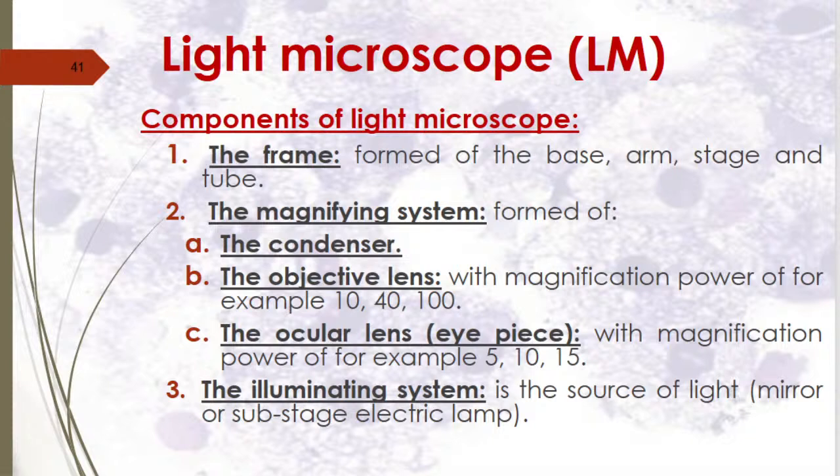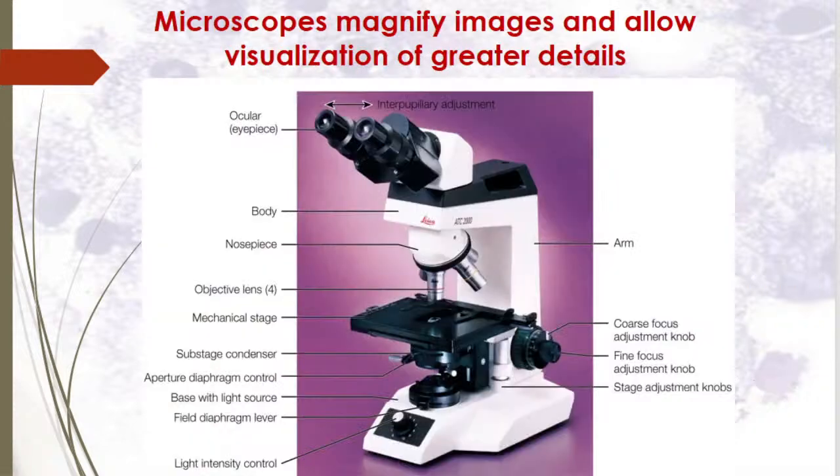Okay, let's now talk about the light microscope. The components of the light microscope may be known, but we just need to remember some of them. The frame, that is the base, arm, stage and tube. The magnifying system: the condenser lens, the objective lens with magnification power of, for example, 10, 40, 100, and the ocular lens or eyepiece with magnification power of, for example, 5, 10, 15. And the illuminating system is the source of light or mirror or sub-stage electric lamp.